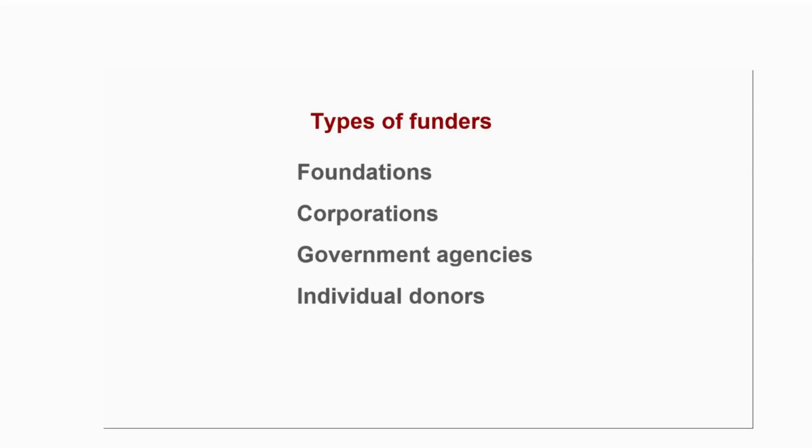Then lastly, we have the category of individual donors. Under individual donors, we have the rich people who have made profits from their business or their careers, and they are willing to give money. For example, we have individuals like Warren Buffett. We have people like Oprah Winfrey. We have sports personalities like Michael Jordan and many other individuals. You can also do a search on Google and you'll be able to come up with more examples in this category.